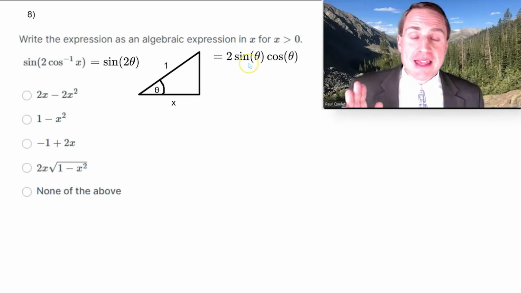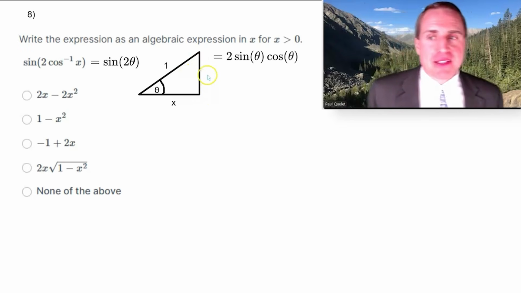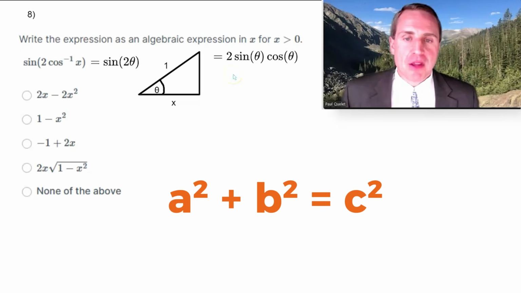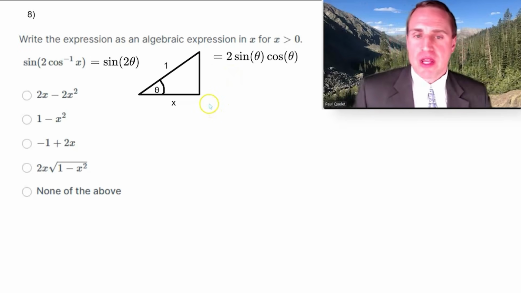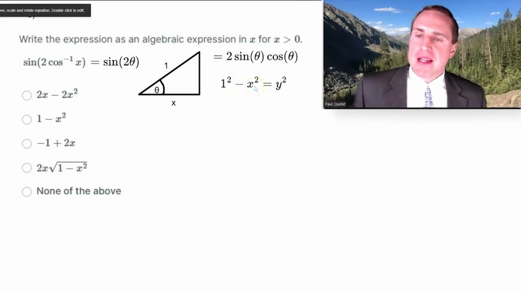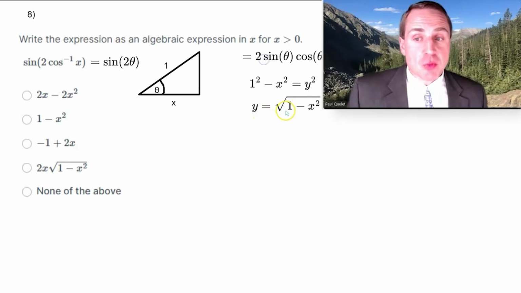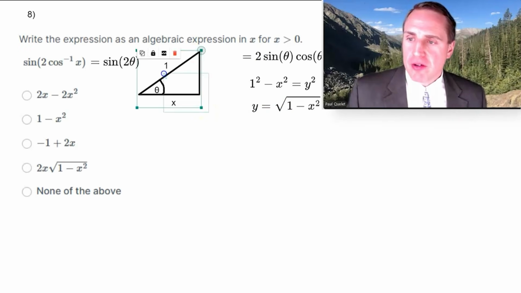Okay, so because it's 2 sine theta cosine theta, we can actually come up with all the expressions from this right triangle. But in order to do that, we have to find the opposite side using the Pythagorean theorem. We have to say hypotenuse squared minus one of the legs squared is equal to the other leg squared. So from the Pythagorean theorem, 1 squared is 1, x squared is just x squared, but then let's take the square root of that. So this y value will be the square root of 1 minus x squared. And that we can put on this vertical part of this right triangle. Okay, so there it is.